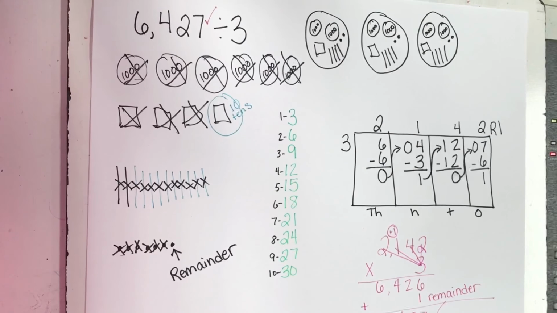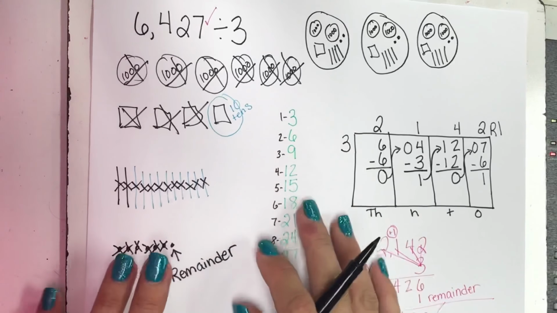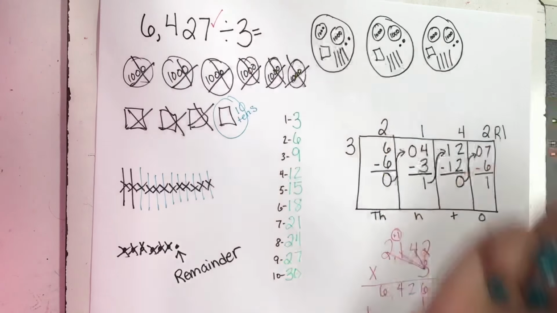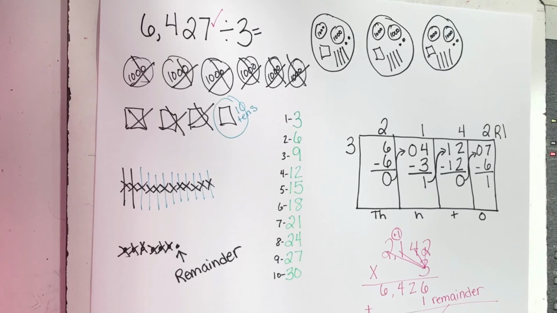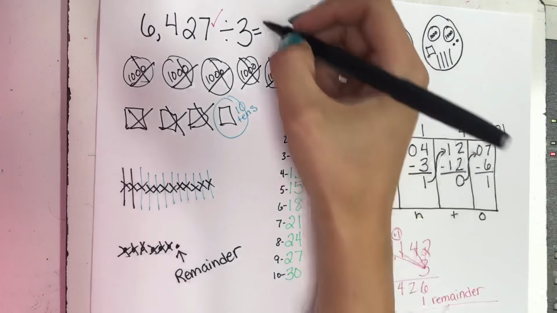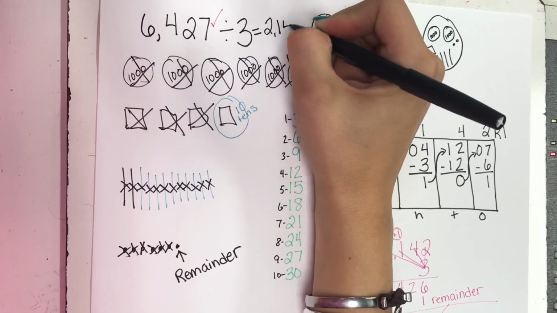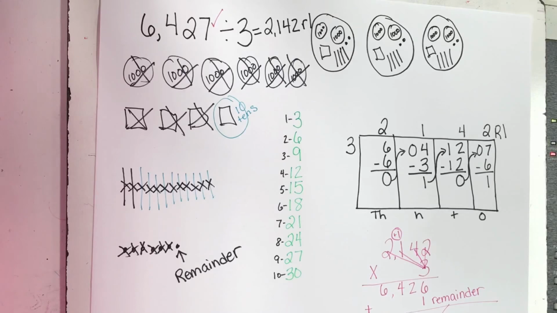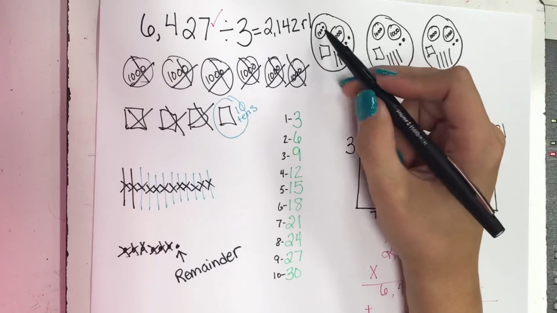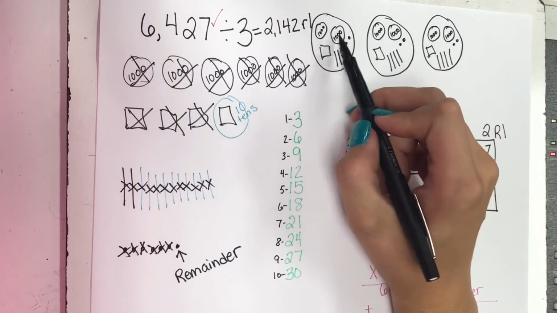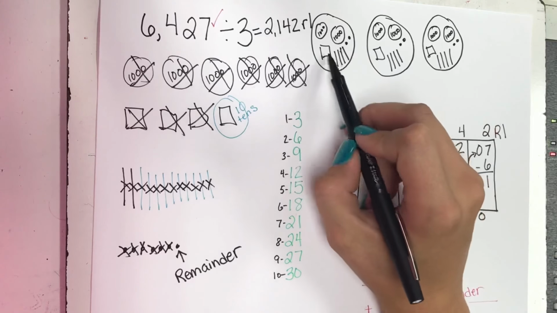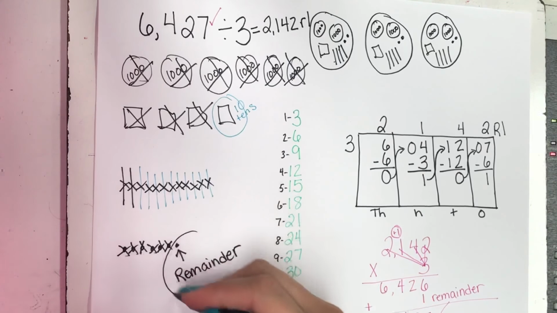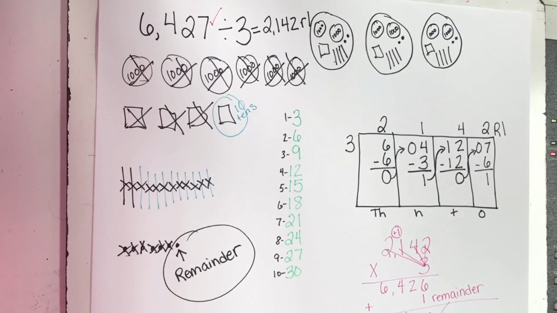Yes. Okay, so let's go back. What is my answer to 6,427 divided by 3? 2,142. I do want to say remainder 1 here. Okay. Can I prove that with my circles? Did I have 2 thousands, 1 hundred, 4 tens, and 2 ones? And then I have this remainder down here that didn't fit anywhere? Yes.